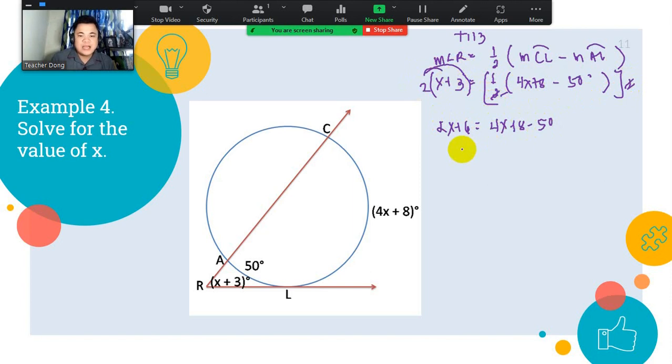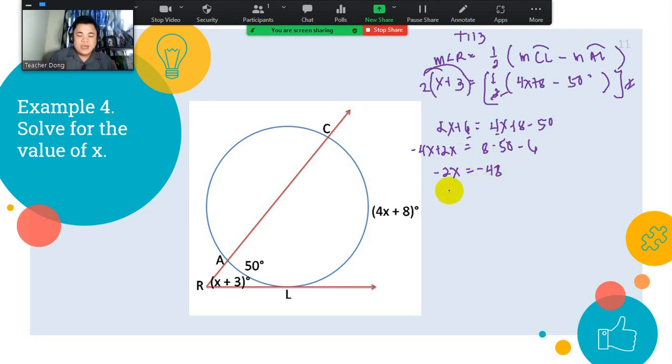Then after that, we will simplify and combine similar terms. So 2x is similar to 4x. Get the opposite of 4x here, which is negative 4x plus 2x. And then we have 8 minus 50. Opposite of 6 is negative 6. Then we will combine: negative 4x plus 2x is negative 2x equals 8 minus 50 is negative 42, and then negative 42 minus 6 is negative 48.